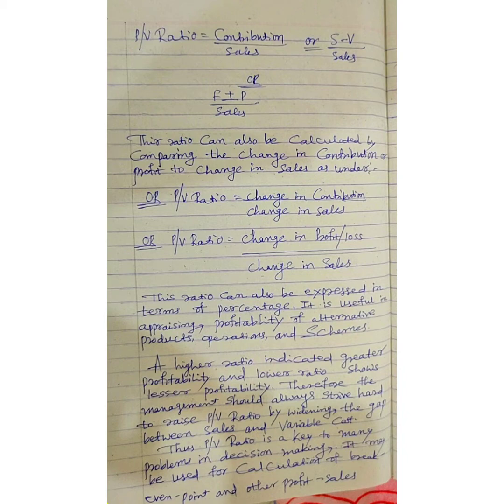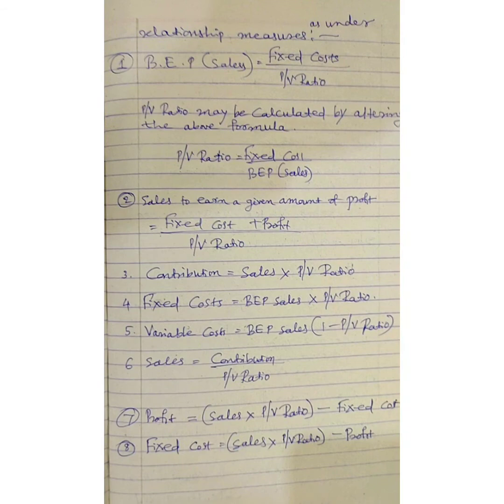Now, you must remember here some formulas are there. First one, that is BEP, break-even point sales equal to fixed cost divided by PV ratio. You must remember this formula. Then PV ratio may be calculated by altering the above-mentioned formula. PV ratio equal to fixed cost divided by BEP sales.